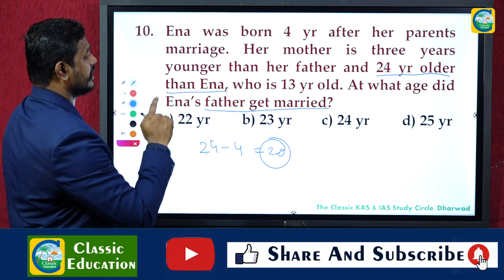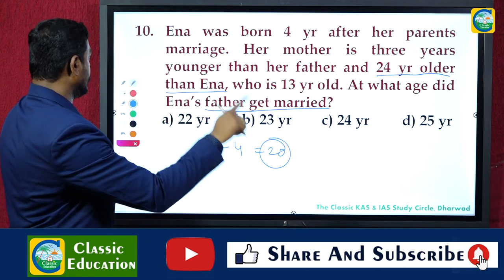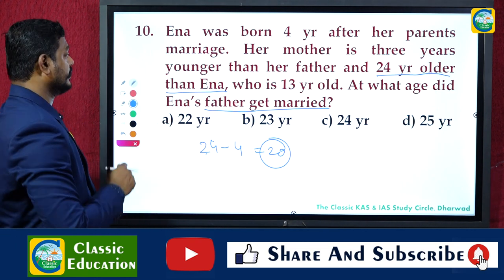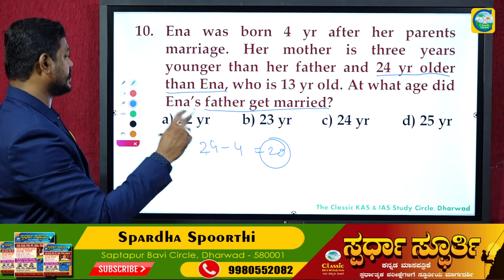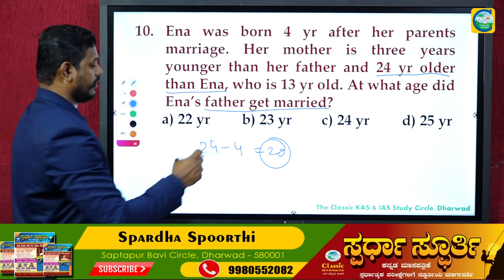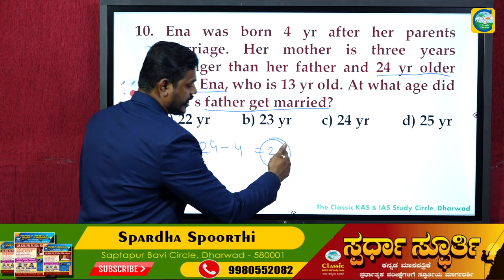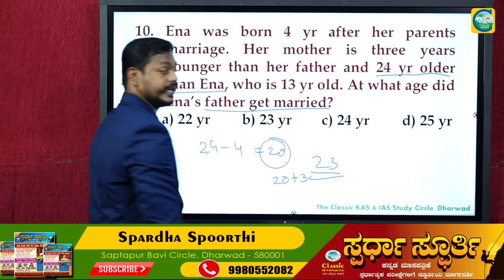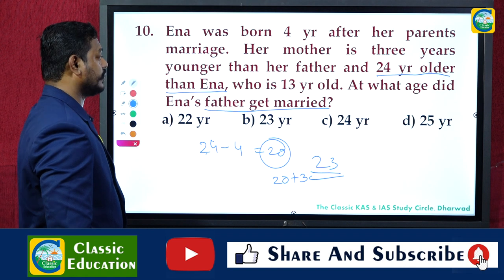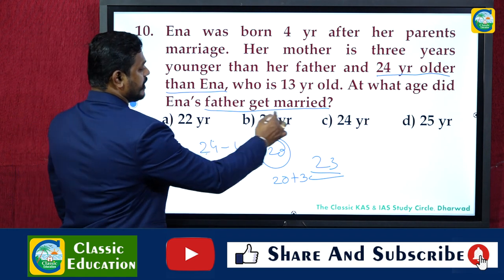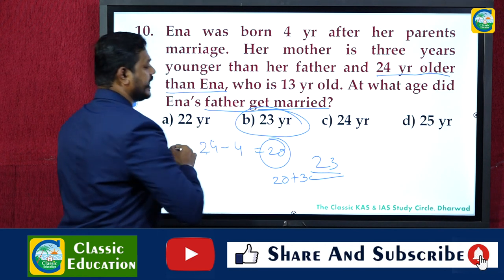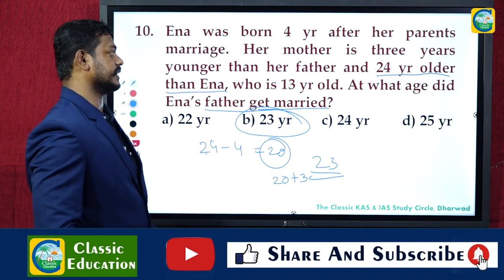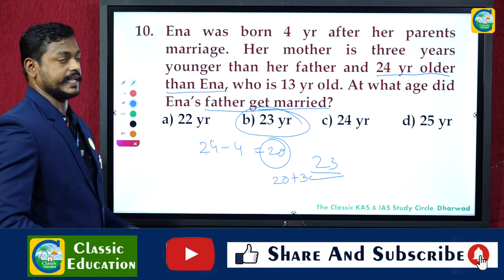Then they said her mother is 3 years younger than her father. Now her mother is 20, 3 years younger means her father is 20 plus 3, that is 23 years. Her father's age when he got married is 23 years. Right, friends? So option B is the right answer.